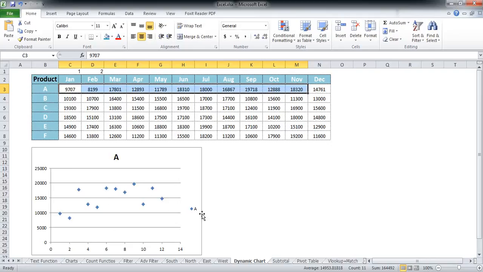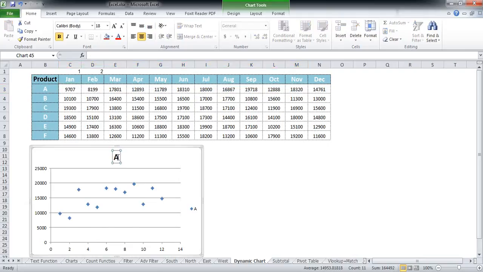As always, the legend tells us that the blue dots represent product A, and the chart title can always be modified to anything which you want.